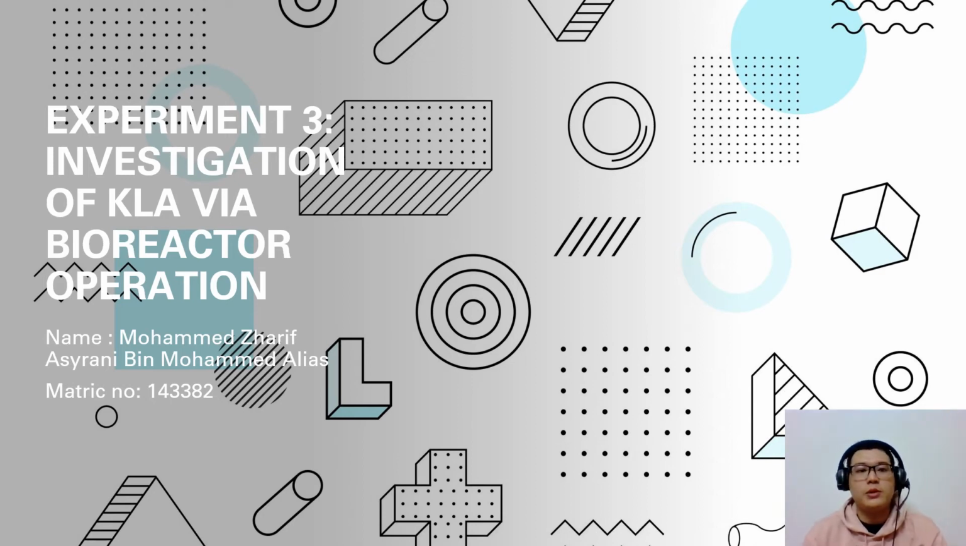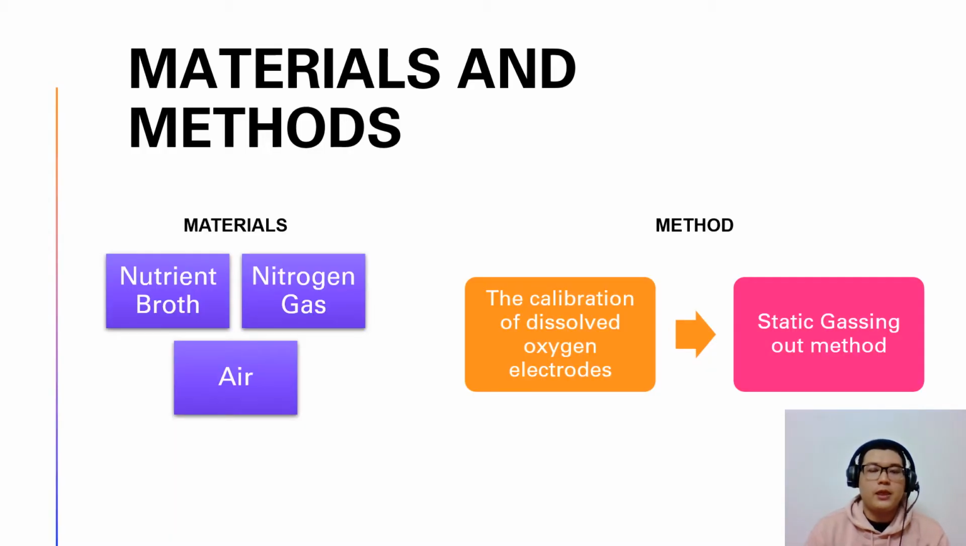I'll be talking about Experiment 3, investigation of KLA via bioreactor operation. There are three materials that we use, which are nutrient broth, nitrogen gas, and also air. As for the methods, we first have to calibrate the PO2 probe, which is the dissolved oxygen electrode. Then we can start the static gassing out method, which will be conducted at 1.0 liter per minute, 2.0 liters per minute, 3.0 liters per minute, and finally 4.0 liters per minute.